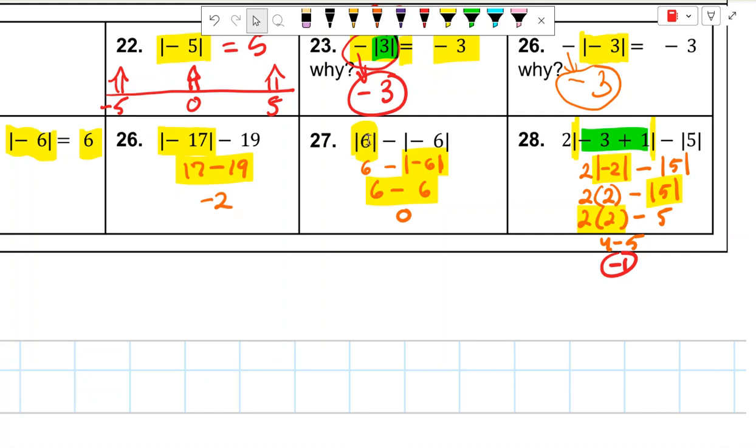I started here. Order of operations says do GEMS first, so do grouping symbols first. The absolute value of 6 is 6. I moved everything down. Then the absolute value of -6 is 6. I moved everything down. And 6 minus 6 is 0.